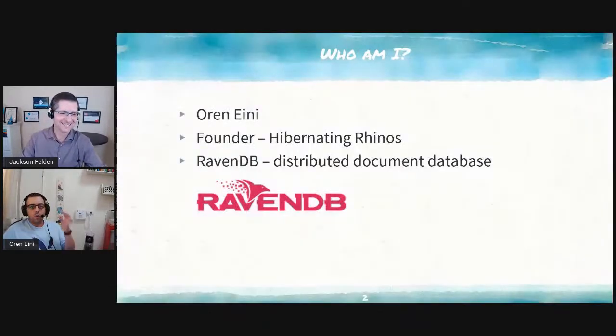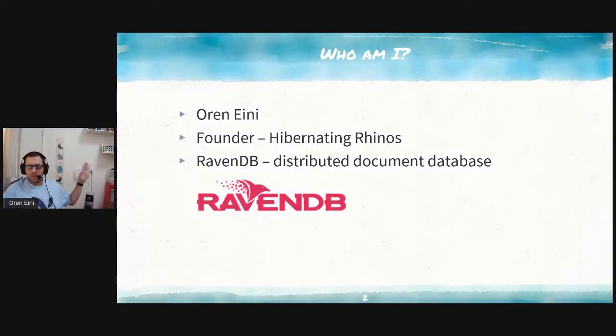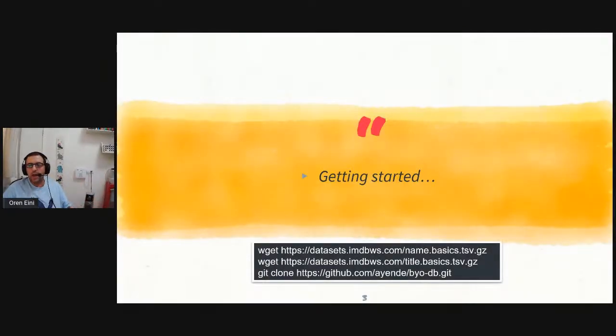Thank you. So, as I mentioned, I'm Oren Eini. I'm the founder of a company called Hibernating Rhinos, and the primary product that we build is called RavenDB, which is a NoSQL document database. Now, I'm actually going to show some code. I decided to use the movies and actors and some public data sets that we have here.